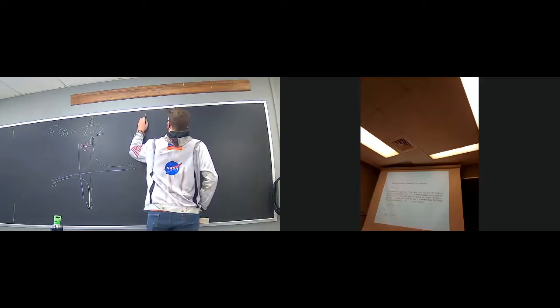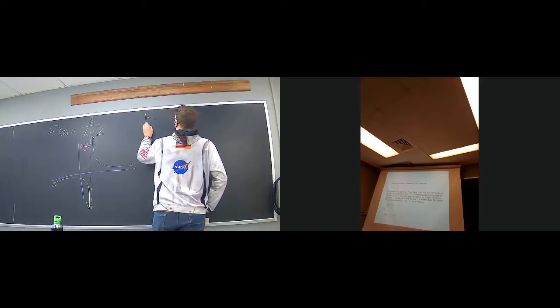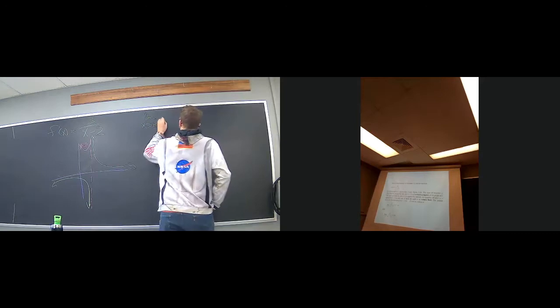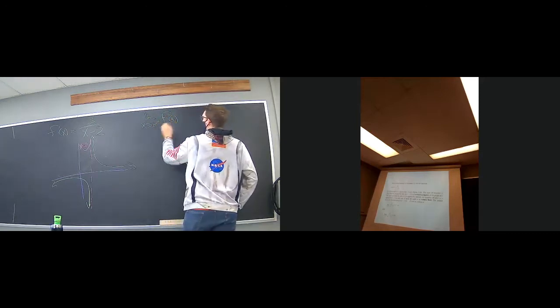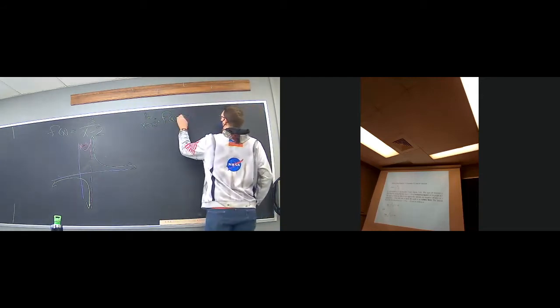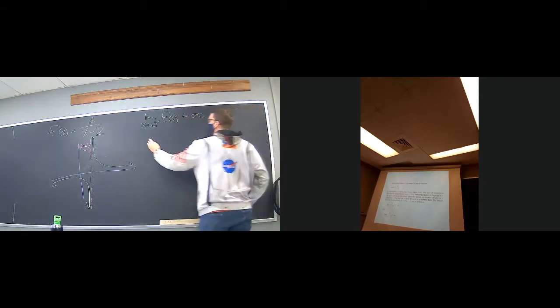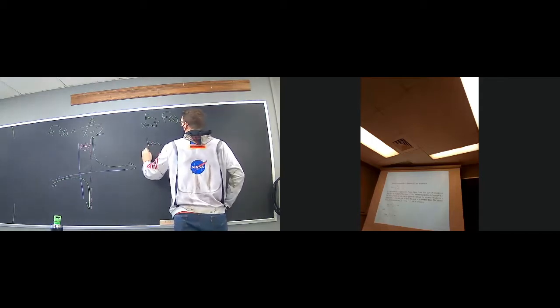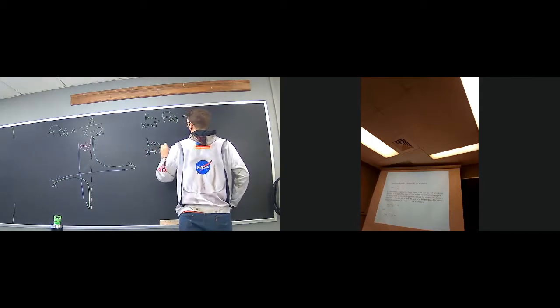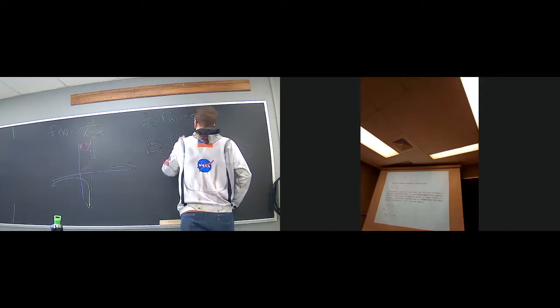So to test for vertical asymptotes, we use the limits as x approaches some value c from the left or the right. So in this case, for example, x approaching 2 from the right. Well, when this happens, our function is going to approach infinity. And when x approaches 2 from the left, our function is going to approach negative infinity.